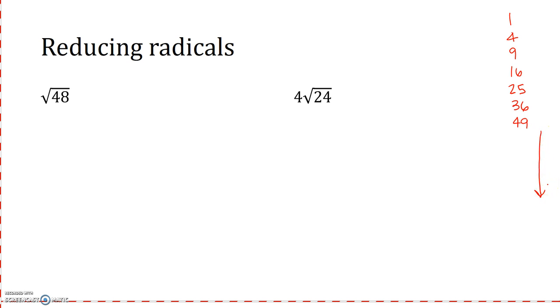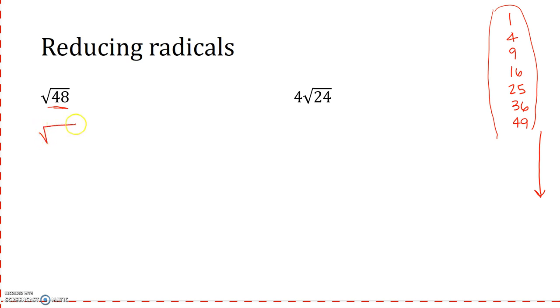Knowing your perfect squares is fairly essential to reducing radicals, because what you want to do is think about the largest perfect square that goes into your number. So if I'm thinking about 48, yes, there are lots of multiples of 48, but I really only care about the perfect squares. I know that 4 goes into 48. 4 goes into 48 12 times, but there might be a larger one. 9 won't go into 48, but 48 is divisible by 16.